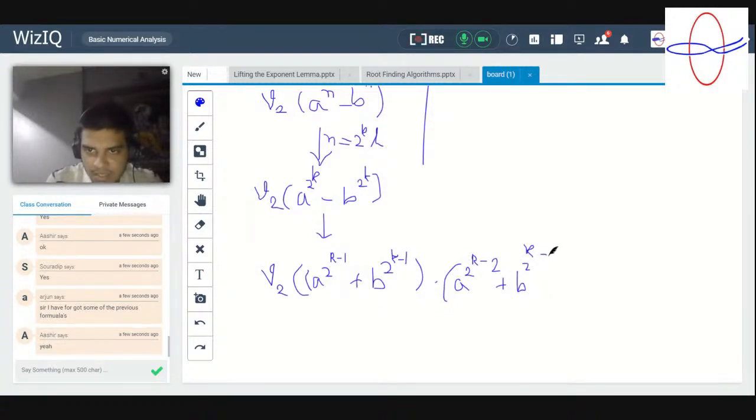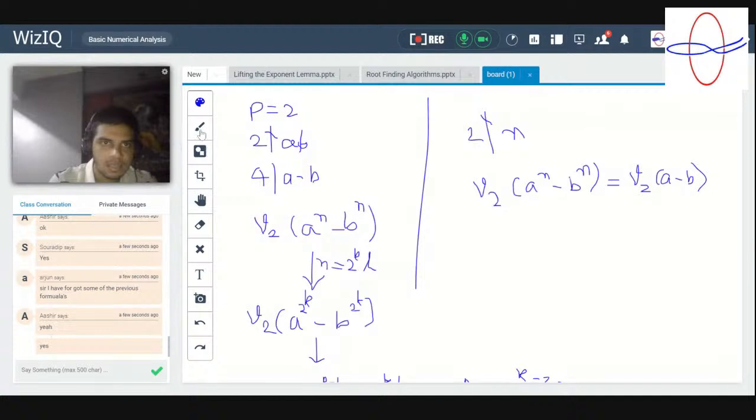2 raised to k minus 2, and so on up to a plus b and then a minus b. Now, one thing that these conditions allow us to assume is that a is congruent to b, congruent to plus minus 1 mod 4.